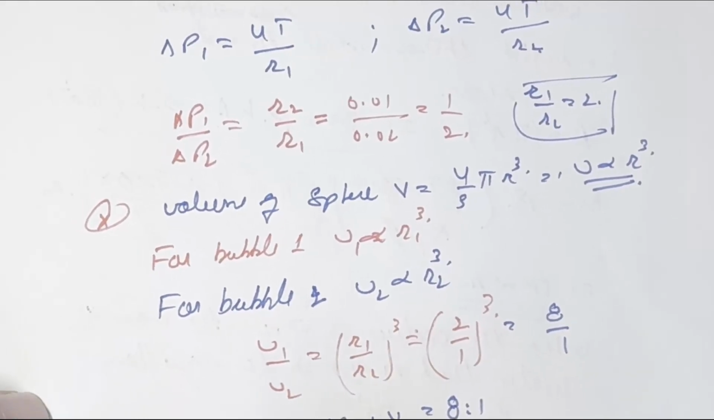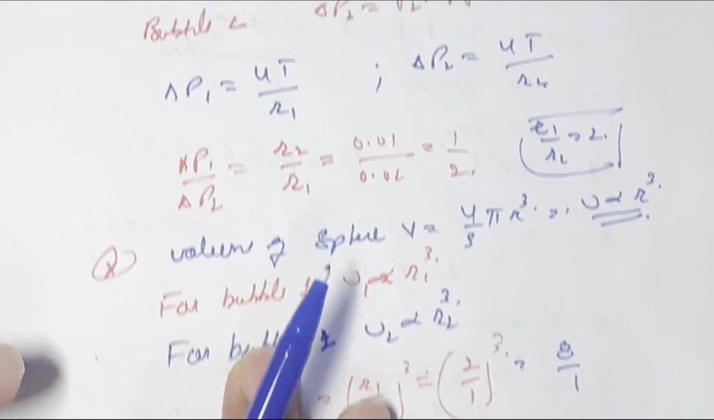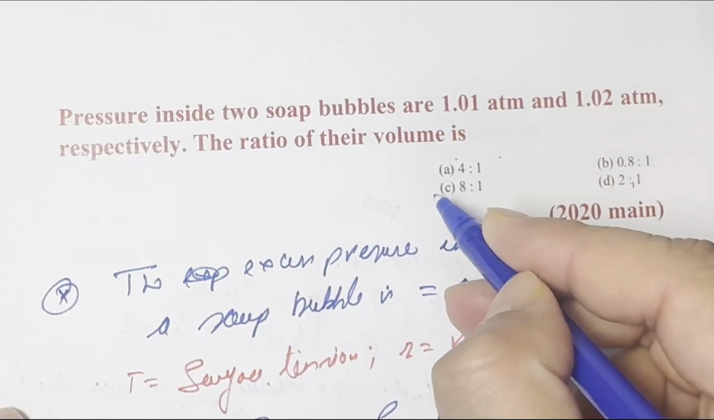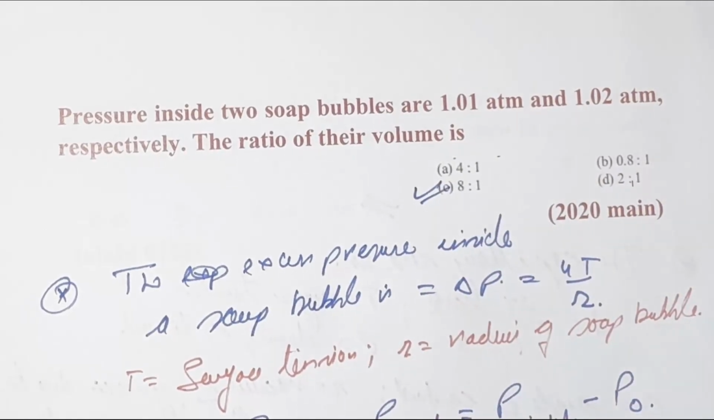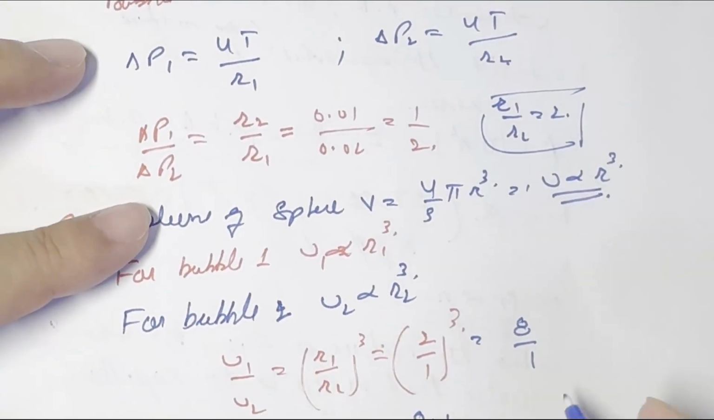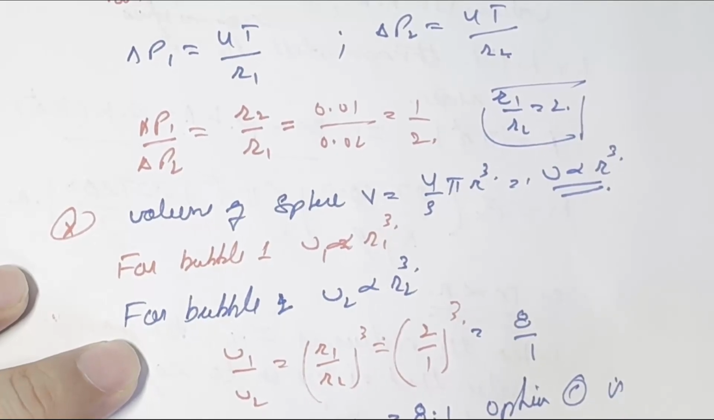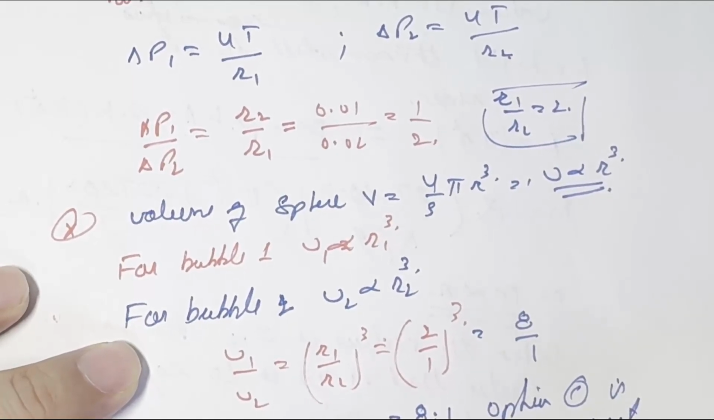Okay, so this is the ratio of their volumes. And among the options that are available to us, we can say that option C is the correct option.